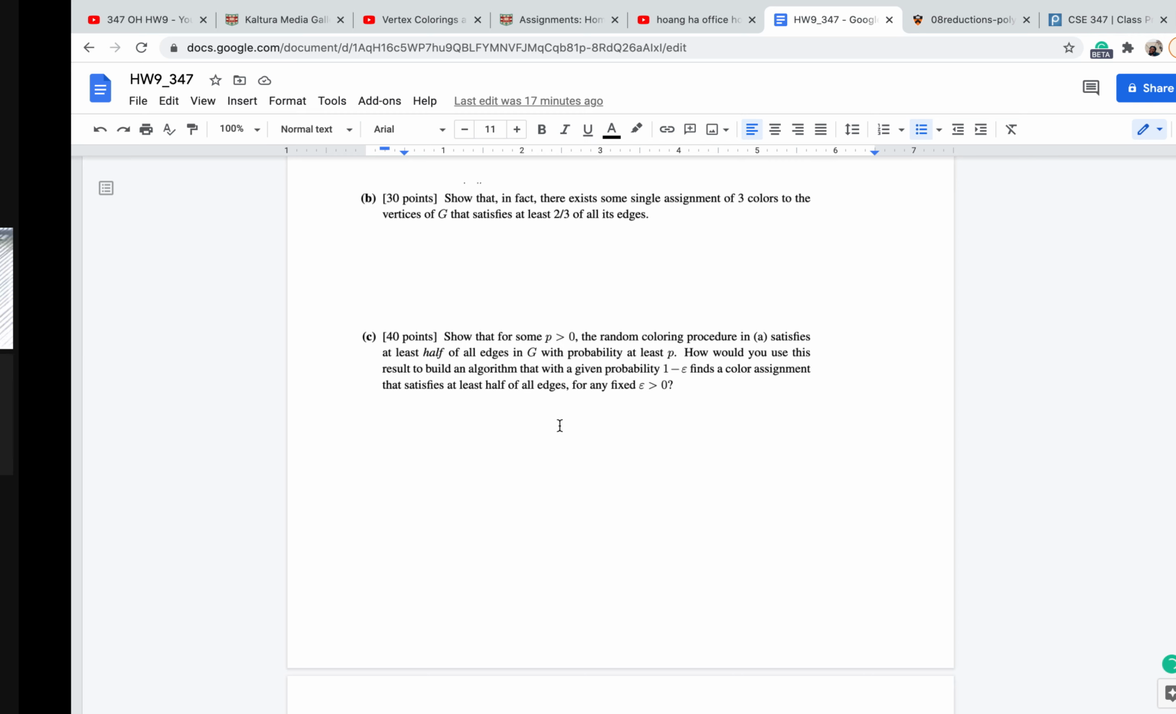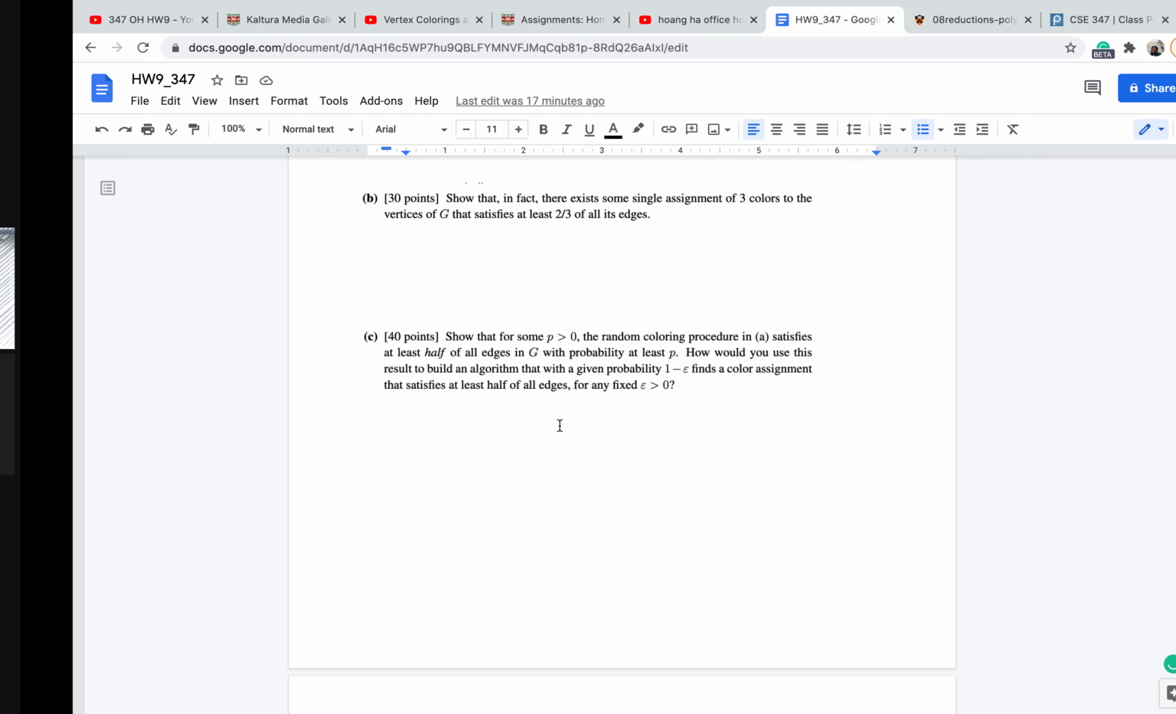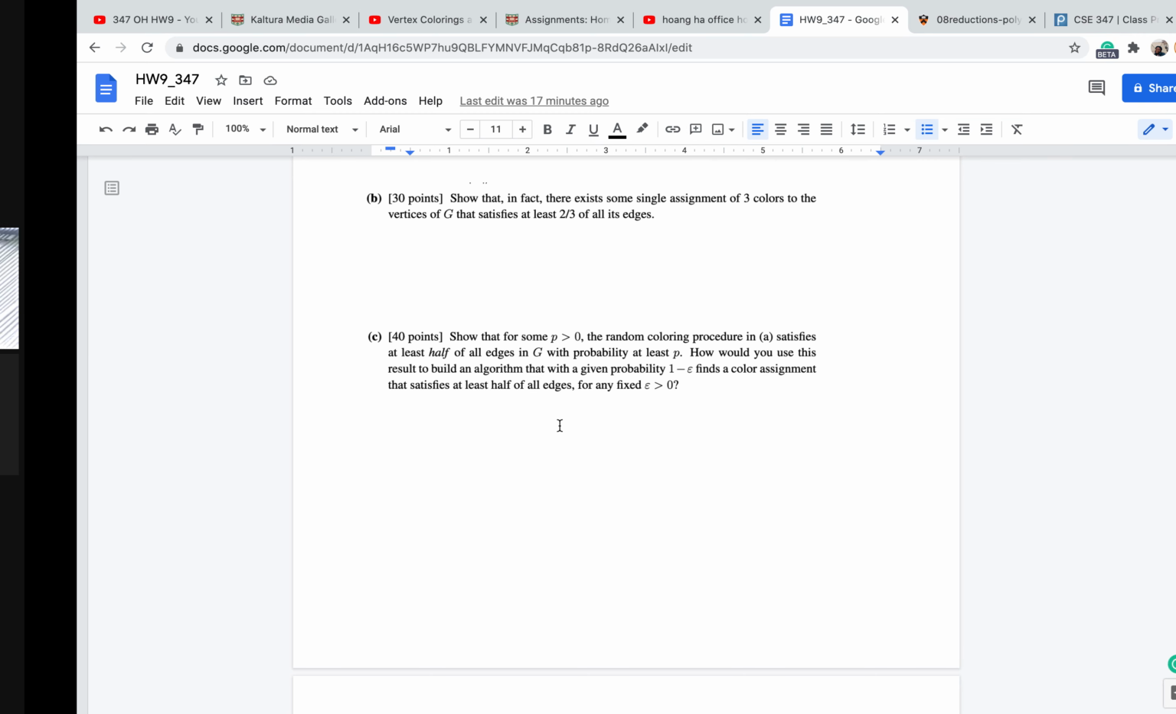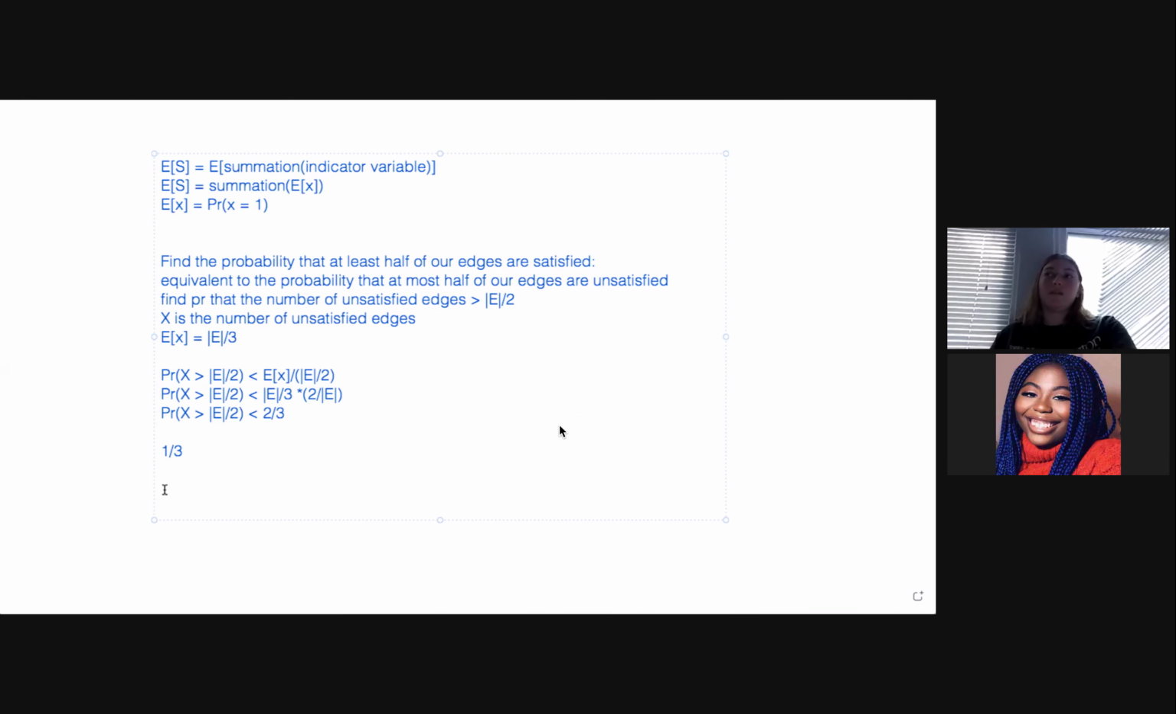It's pretty simple. Essentially, it's something that we've done in lecture and recitation. We're just going to run the same random coloring multiple times, and if we run this enough times, we know that one of those is going to have at least half of our edges satisfied with some probability.